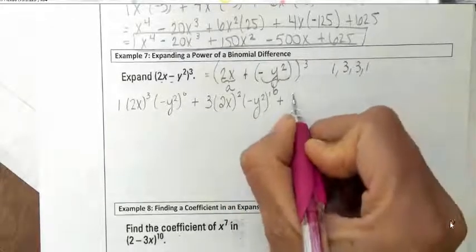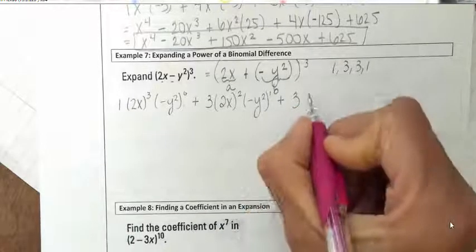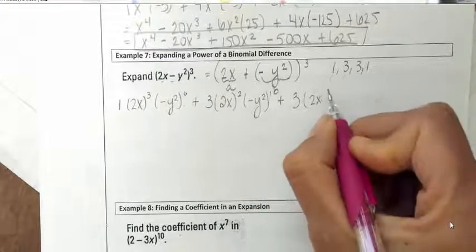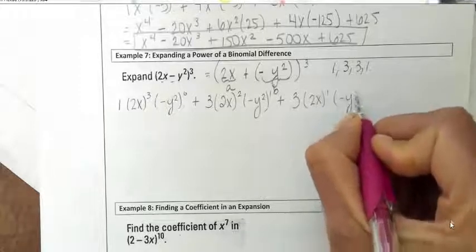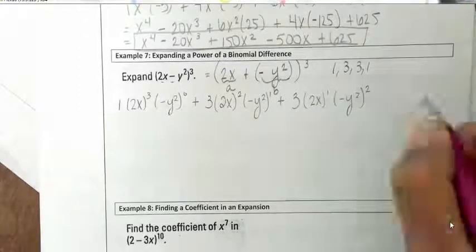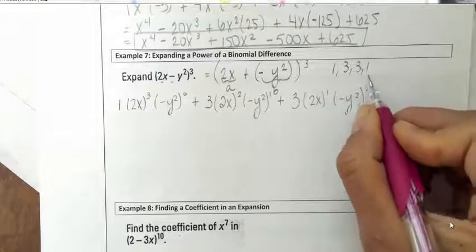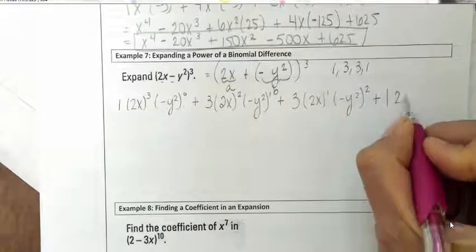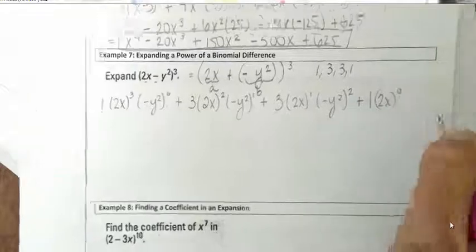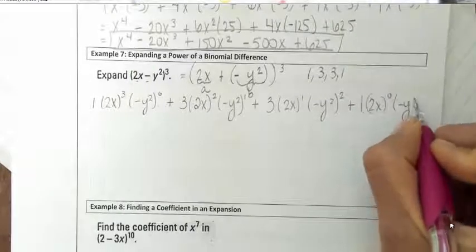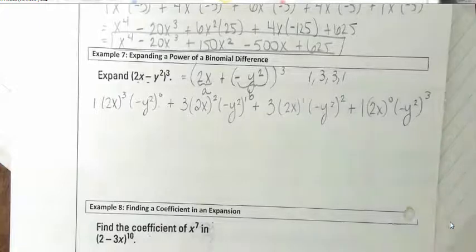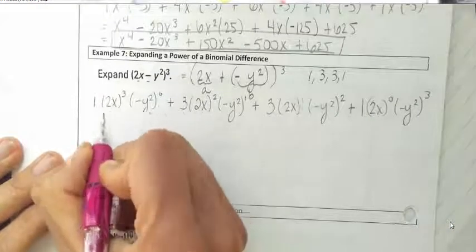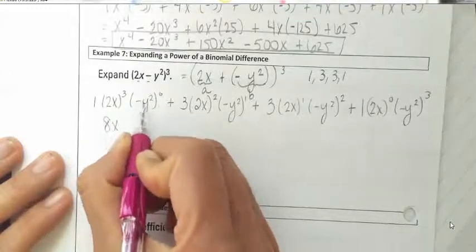Got another 3 as my coefficient. And then 2x gets 1 less power, while the negative y squared gets 1 more power. Last coefficient is 1. Now the 2x gets no powers, and the negative y squared gets all the powers of 3. Okay, so simplifying, this is going to give me 8x, because that's just 1.